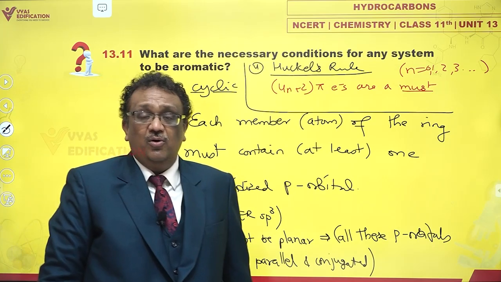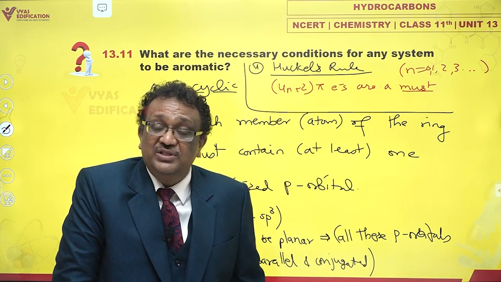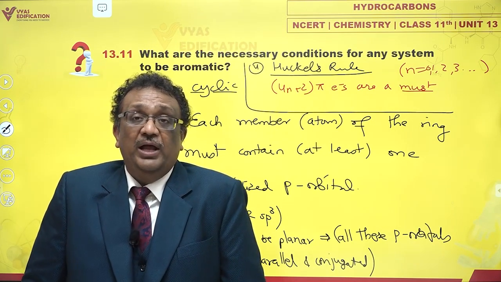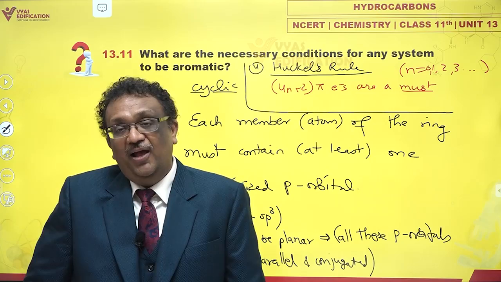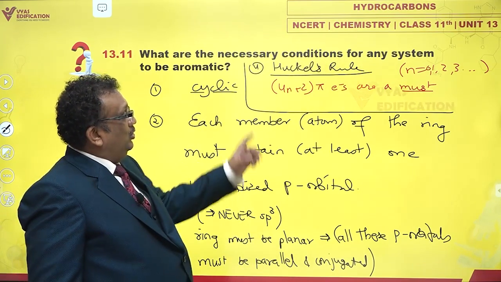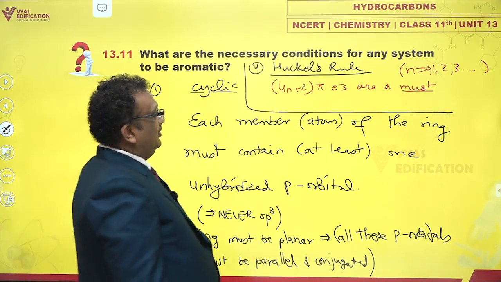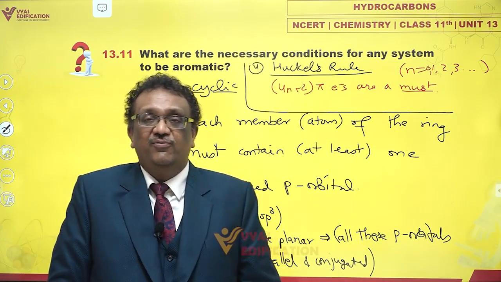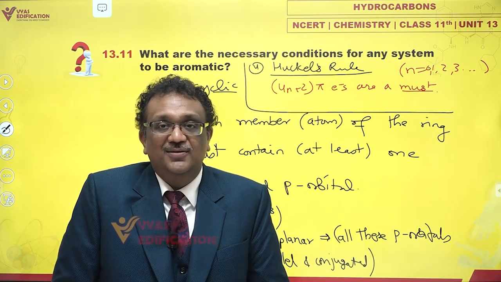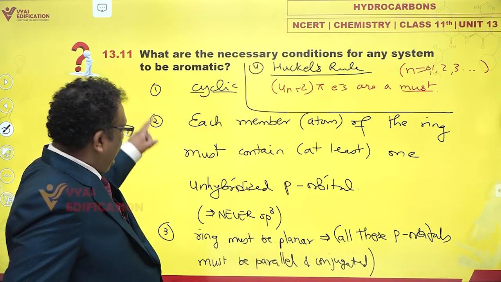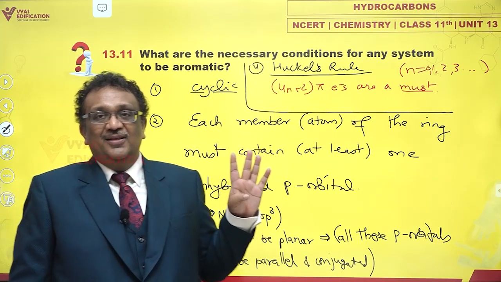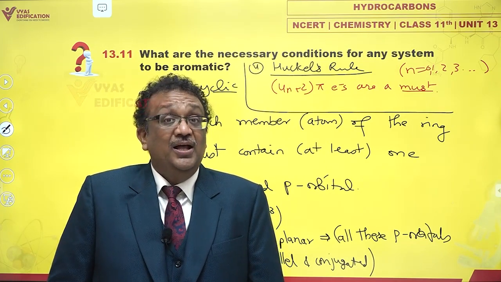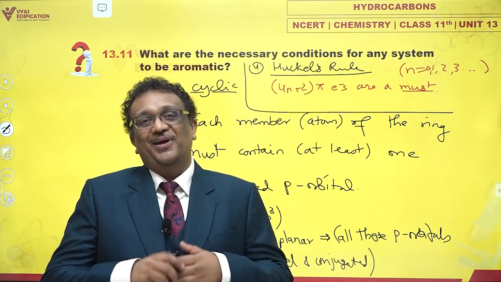So you can have 2 pi electrons, acceptable. You may have 6, 10, 14, 18, but you cannot have 4, 8, multiples of 4, and you can't have an odd number. So the number of pi electrons in the ring must be 4n plus 2, where n may be any whole number. Right? There are 4 essential conditions. If all these 4 conditions are satisfied, then the molecule becomes aromatic.